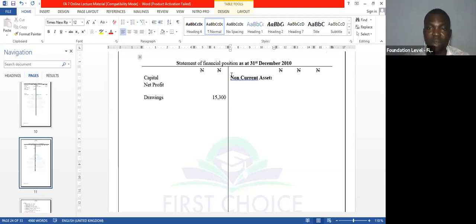Because I've read through the question, I can guess the space I can leave for my non-current assets. I have 1, 2, 3, 4, 5, 6. Let's leave 7. Let's start our current assets here. Now that we have our current assets, we have our debtors. Like I said, another name for debtors is trade receivables. What is the amount of the debtors given to us? It is 45,000.